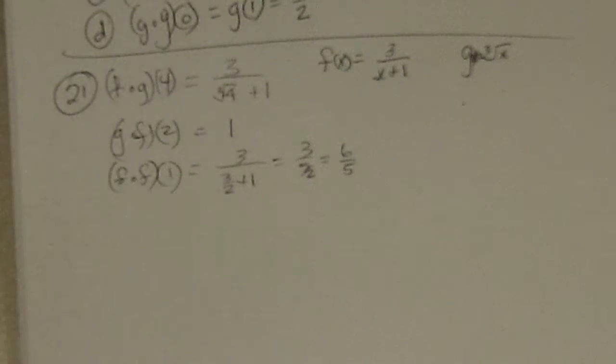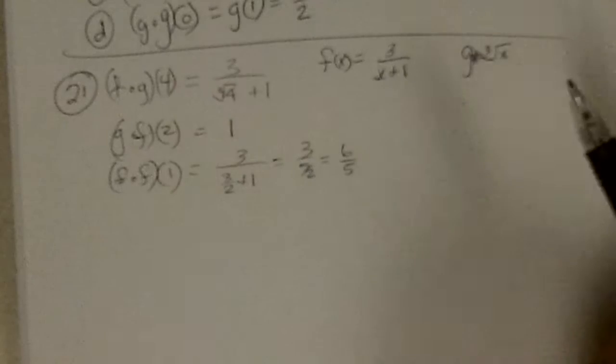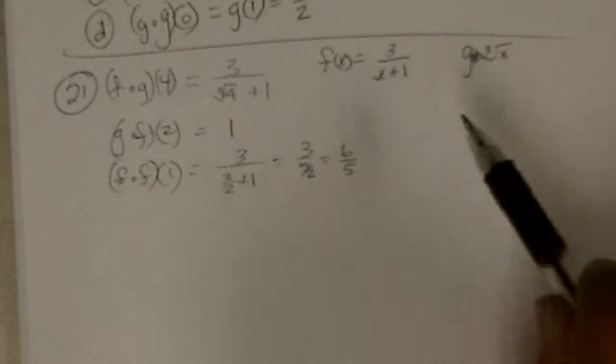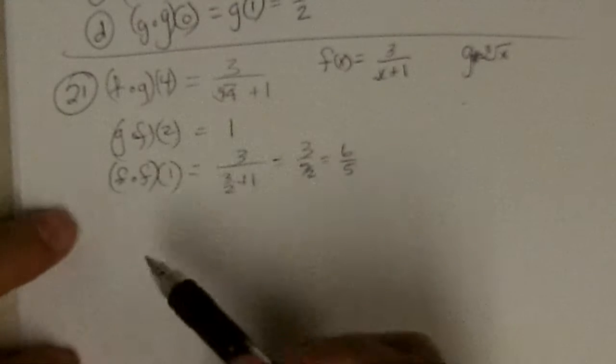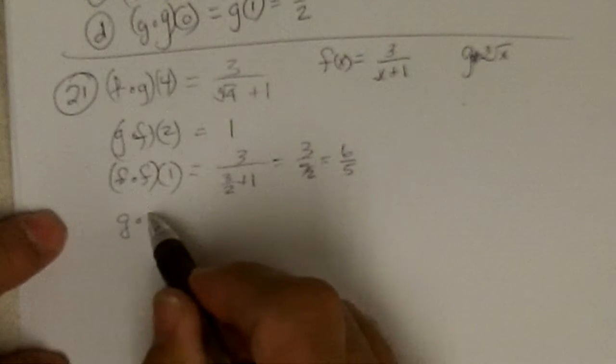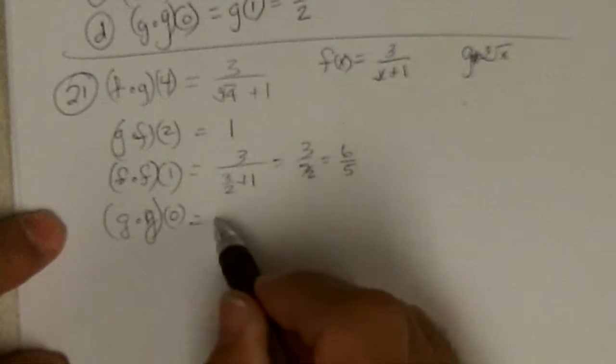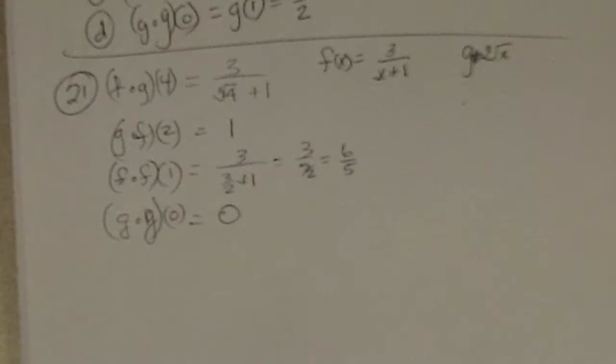Okay, and then finally g of 0. And that's just going to be 0, because if I put 0 into here, I get the cube root of 0, which is 0, and then I'm going to put that 0 into there, and I'm going to get 0 again. So g of 0 is 0.